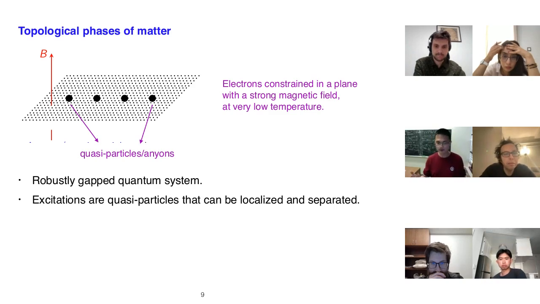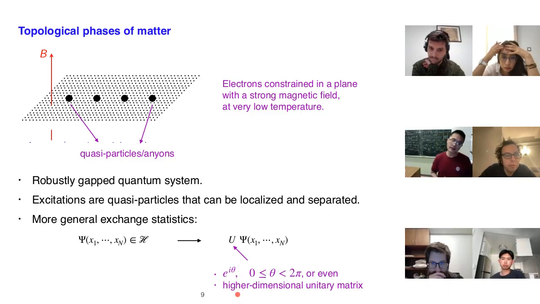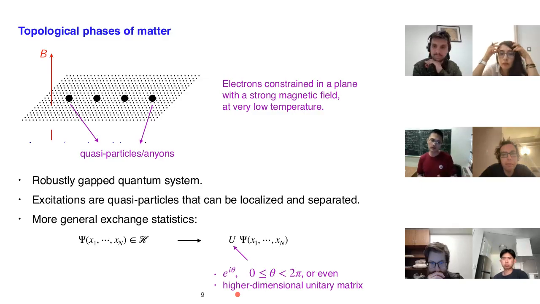And they can also be moved around and fused together, for example. And they obey more general exchange statistics. Let's say we have some identical quasi-particles in the plane, represented by some wave function. If we swap some two of them, then the wave function undergoes a unitary transformation, represented by this operator U. So here U could be a phase, but the phase doesn't have to be 0. The angle doesn't have to be 0 or pi. It could be a more general phase.